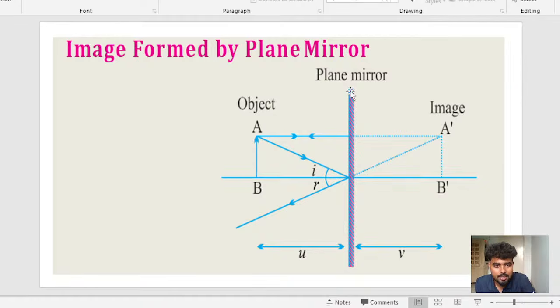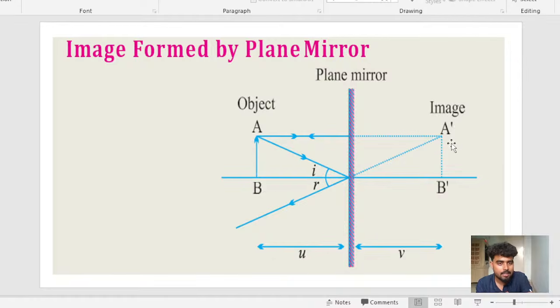Okay, let us consider this line as a plane mirror and then this A to B as the object. Okay, first everyone should remember this one. When we are talking about the mirror, the object is always placed at the left hand side of the mirror. Okay, so A to B represents the object. So let us see here this distance, the distance from the mirror to the object. Let us consider this as u.